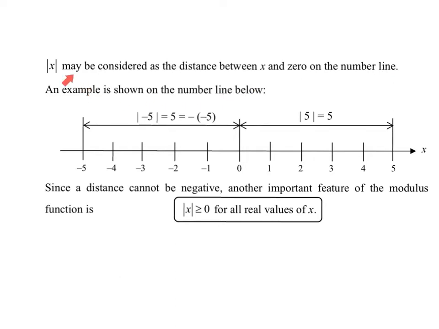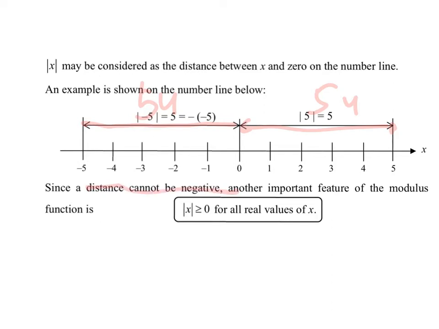I say again, we can always consider modulus x as the distance between x and 0 on the number line. For example, for negative 5, the distance between negative 5 and 0 is 5 units. The distance between 5 and 0 is also 5 units. A distance cannot be negative.